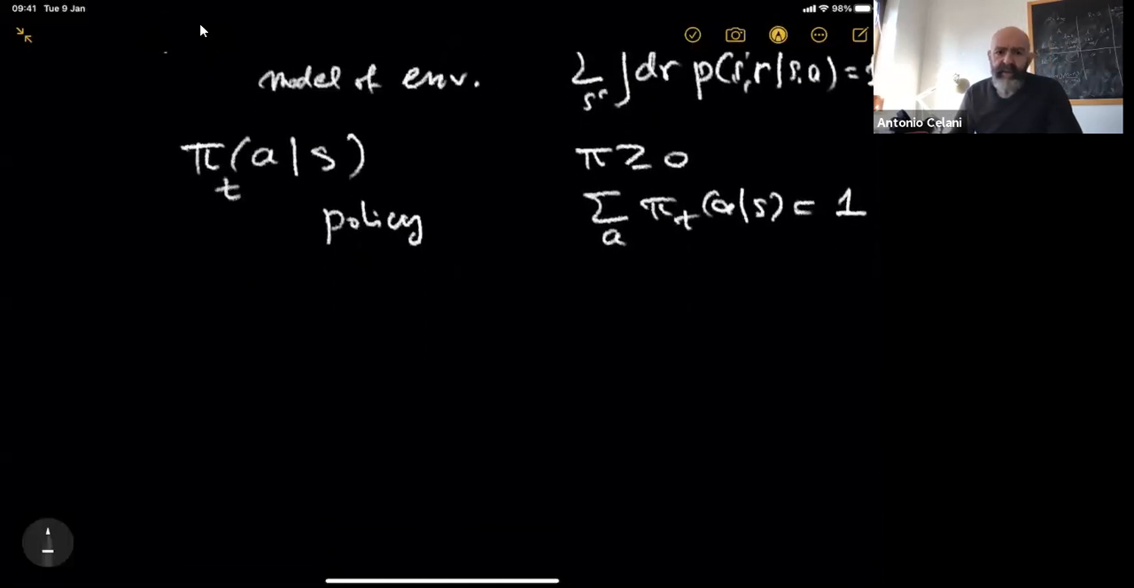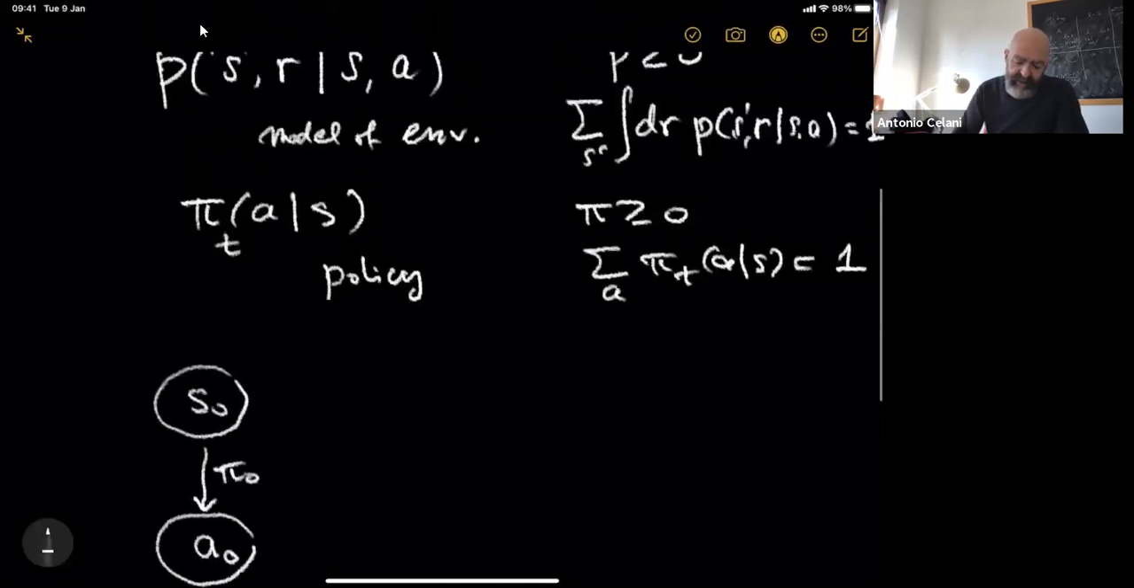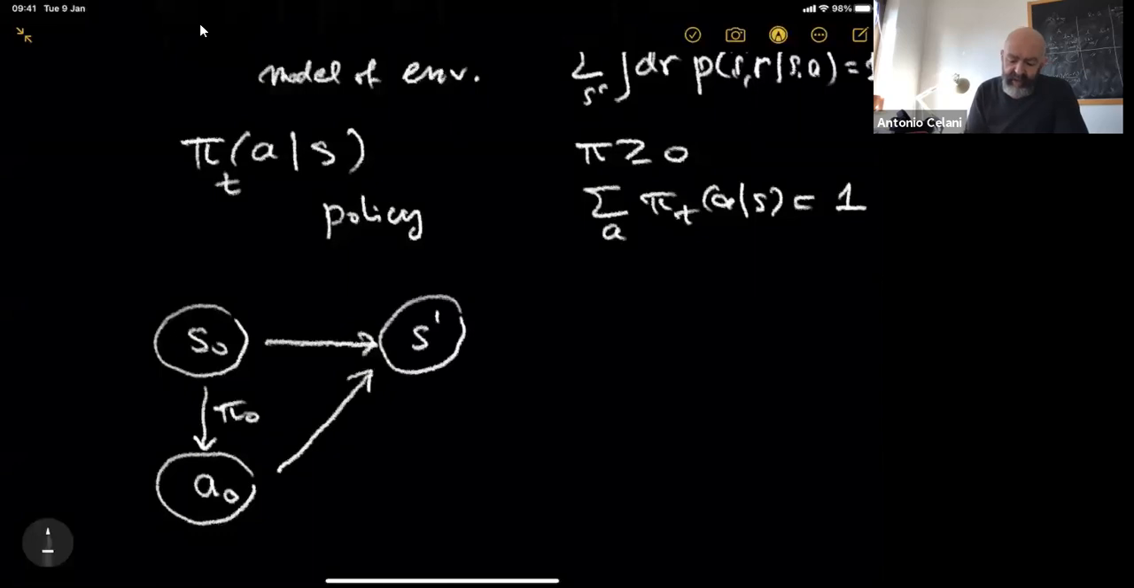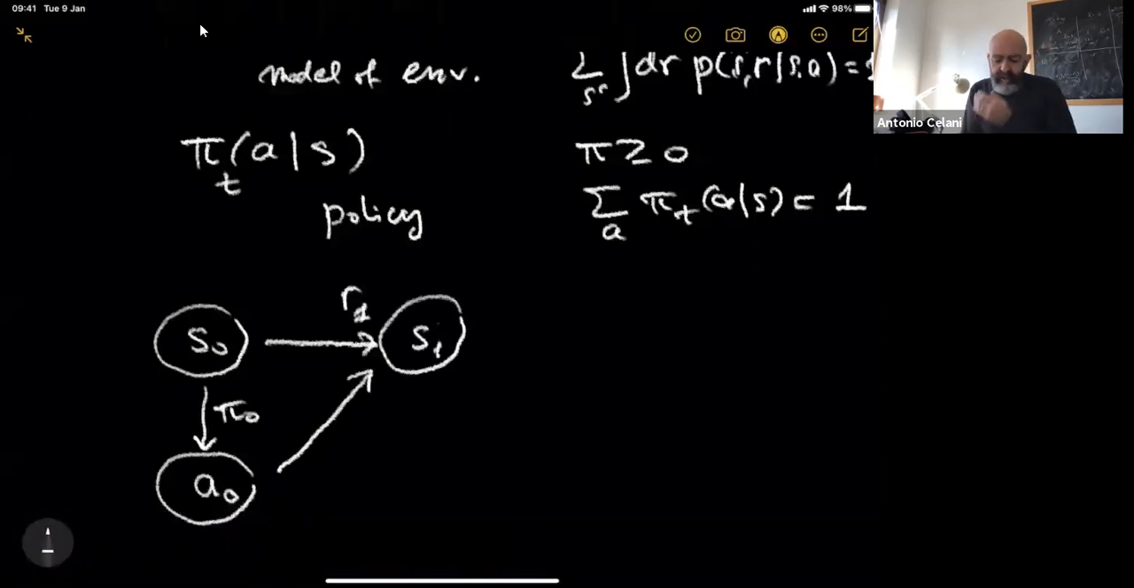There are two ways of representing graphically a Markov decision process. One is in terms of a time directed graph. Suppose we start from state S0, then using policy pi zero, we can extract one random action according to that probability distribution, which gives us my action A0. Then according to this probability distribution P above here, these two together generate a new state S prime. Sorry, I should write down S1 here because it's time one. In the process, they also produce a reward, and let's call this first reward R1. And these two arrows are given by the probability transition P.